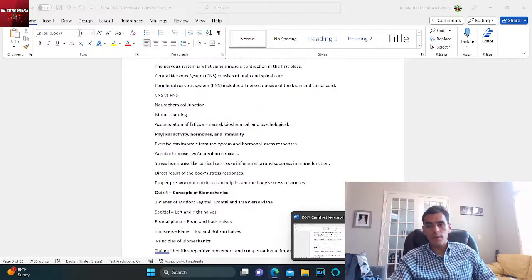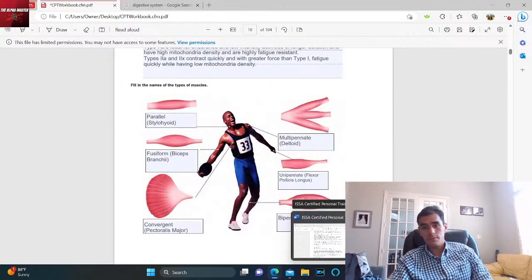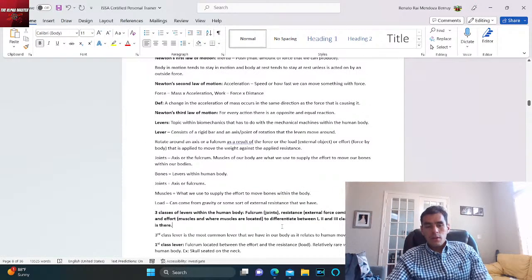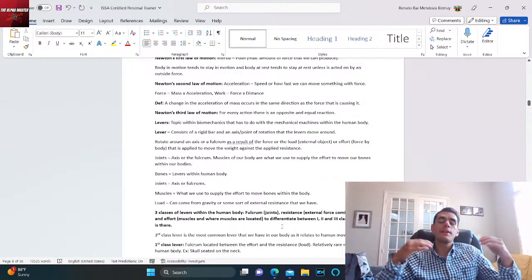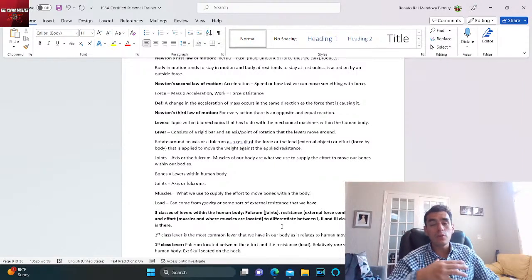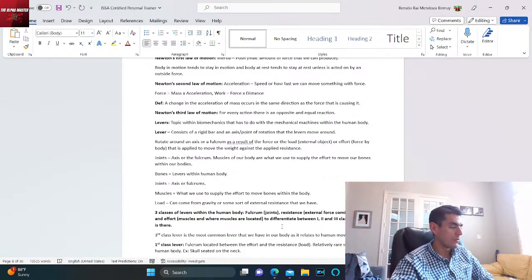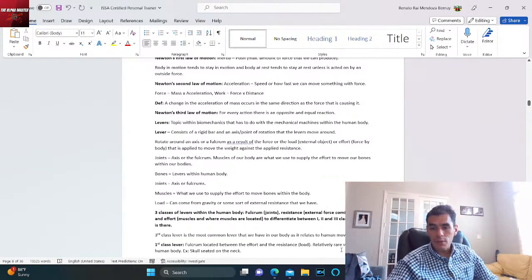So, anyways, we continue here. The first class lever has the fulcrum located between the effort and the resistance, the load. This is relatively rare within the human body. An example is the skull sitting on the neck.